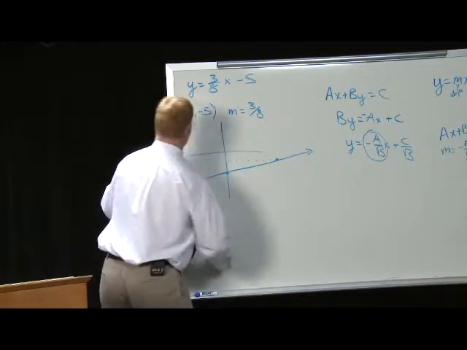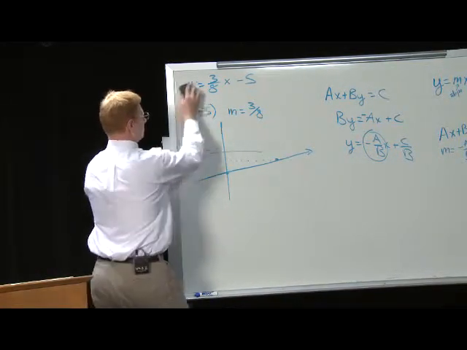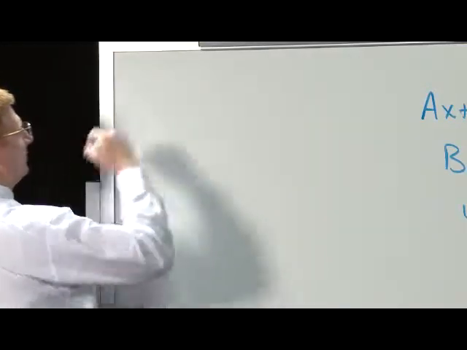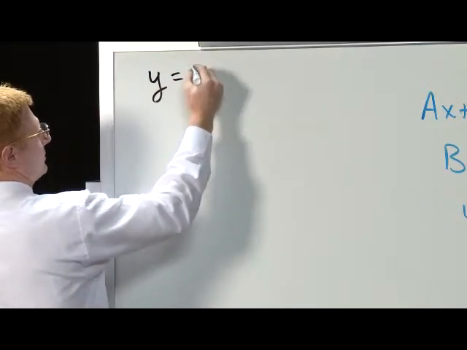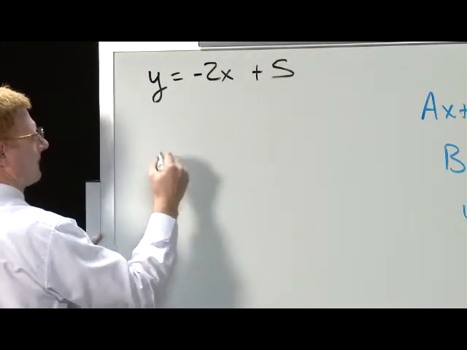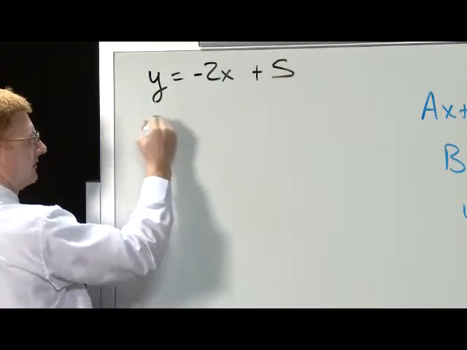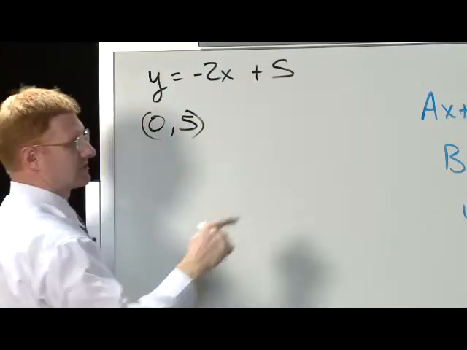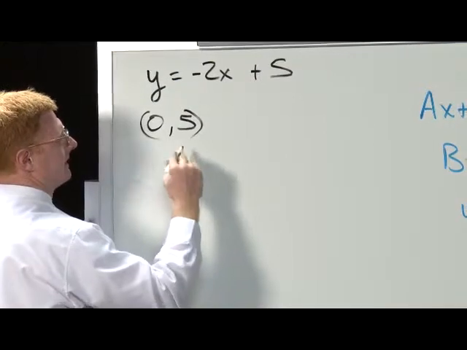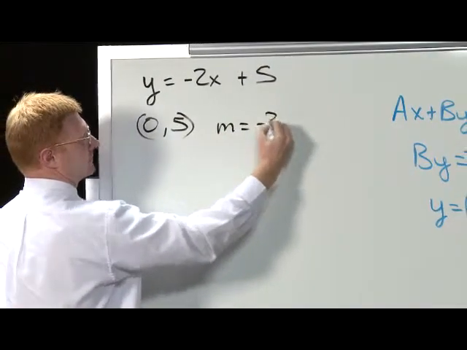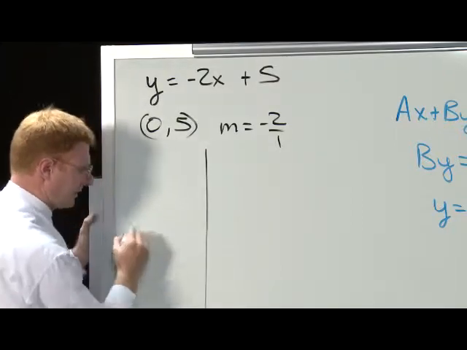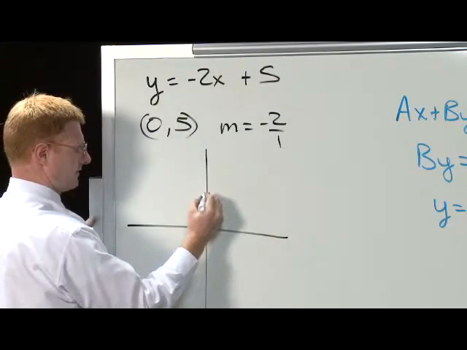Let's do another one. Y equals negative 2x plus 5. Okay, so really quick, if you stick a 0 in, you get 5. That's why slope-intercept is so nice. There's the intercept right there. And the slope is negative 2. Now, any number can go over 1. So it's negative 2 over 1. And you have 0, 5.